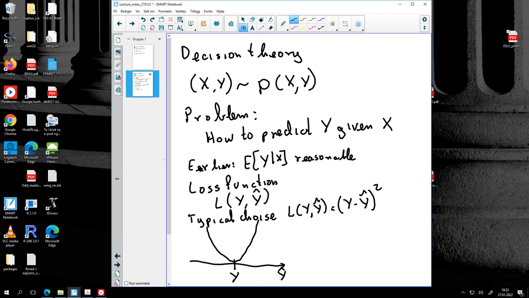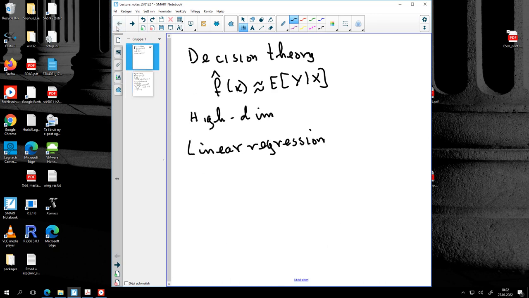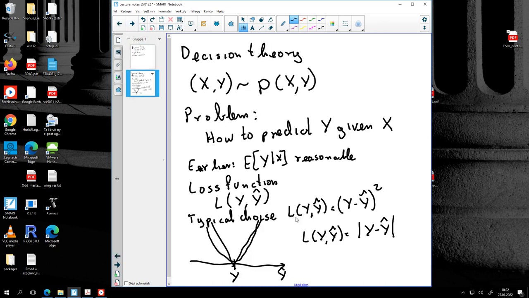But note that there could be alternatives. An alternative could be to say that this L of y, y hat is the absolute value of y minus y hat. That would correspond to something like this. So that's an alternative, and it's not obvious which one to choose. But we will go through the mathematics on what this squared loss function will result in, and then we will also just give results for the case where we have this absolute deviation instead.